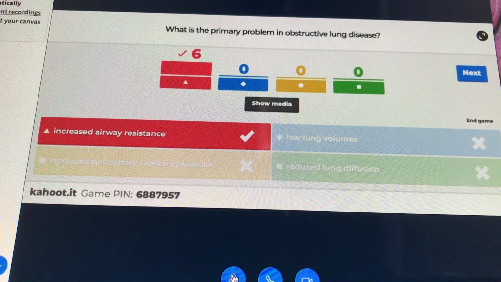Good job. That would be increased airway resistance. So again, they can get the air in, no problem. They have very compliant lungs. Can't get the air out. Why can't they get the air out? Because there's increased airway resistance.